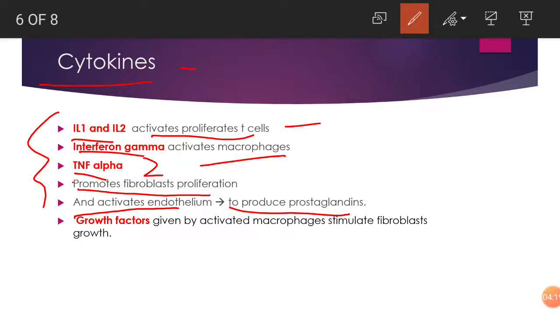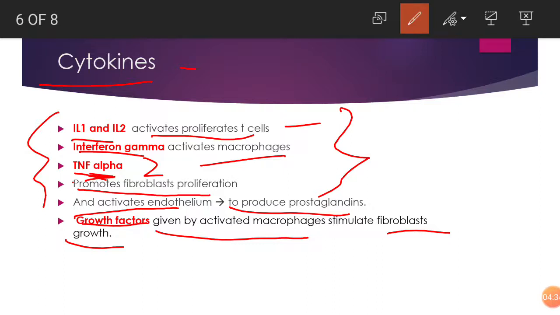Besides these cytokines, there is also something called a growth factor, which is produced by activated macrophages, which will stimulate the fibroblast growth. Already tumor necrosis factor is promoting fibroblast proliferation. Now this growth factor is also stimulating fibroblast growth.